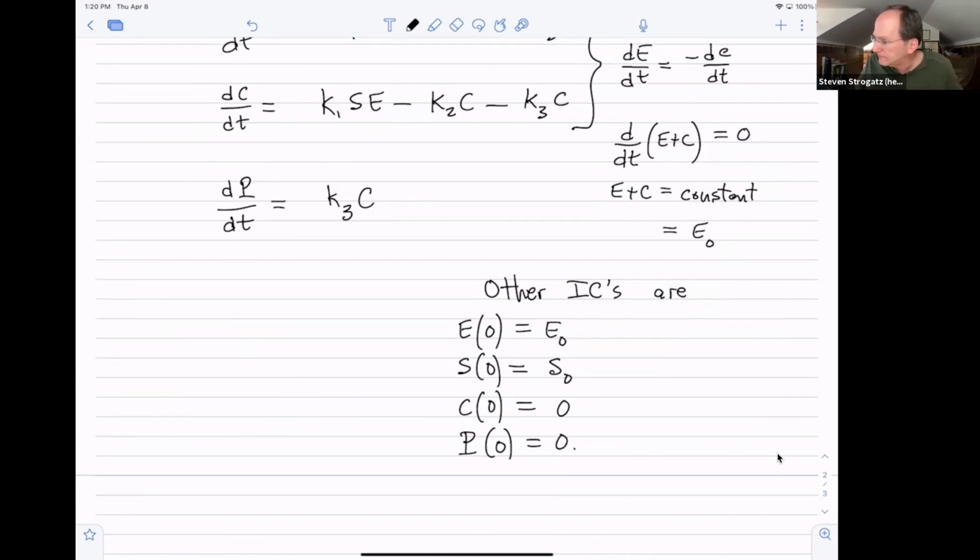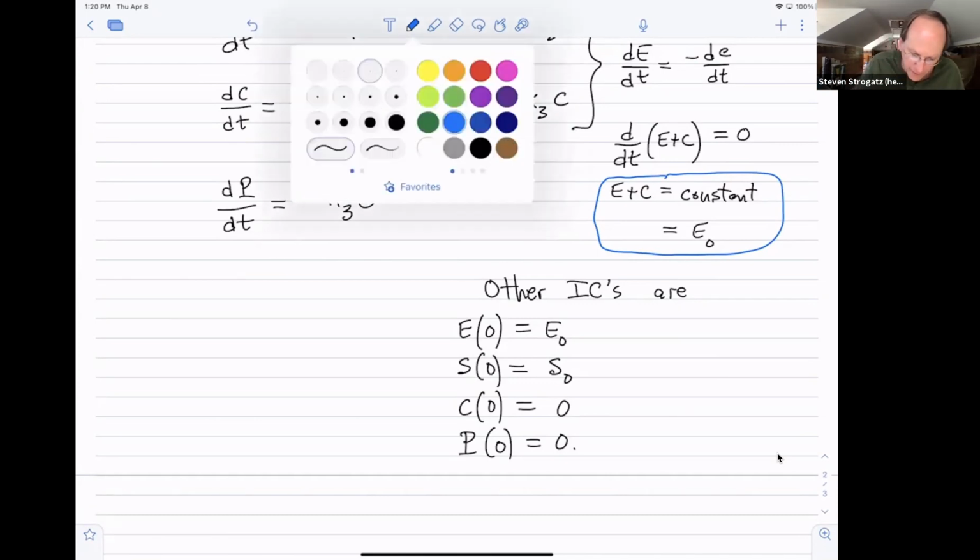Now, by the way, this little equation that I just noticed, the conservation law, maybe I should just highlight this for a second. This means that we can immediately eliminate one of those two variables because their sum is a constant. So if I know how one of them behaves in time, I know how the other behaves in time by subtraction. So we will take the point of view that we're going to eliminate E in favor of C.